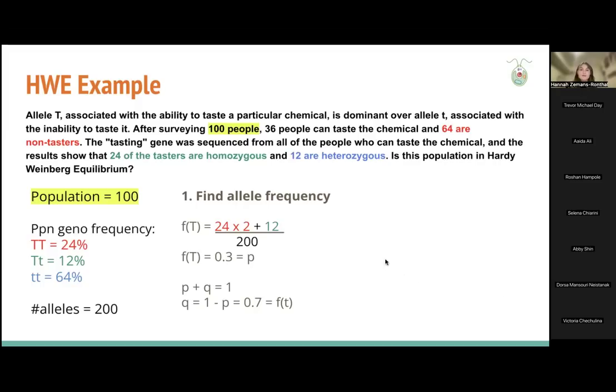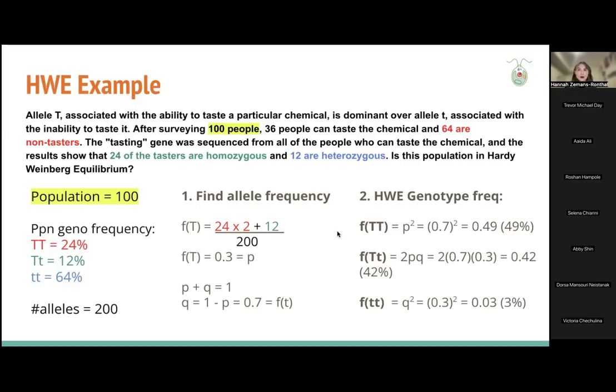And now that we have the allele frequency, we can calculate the genotype frequency in Hardy-Weinberg. So in Hardy-Weinberg, the frequency of our homozygous dominant is going to be equal to p squared. So that is 0.7 squared, and that is 0.49. Then the frequency of our heterozygote is 2pq, or 0.42. And then the frequency of our homozygote recessive is q squared, or 0.3 squared, which is equal to 0.03. Now, we can just convert these to percentages really quickly and compare that to the population genotype frequency.